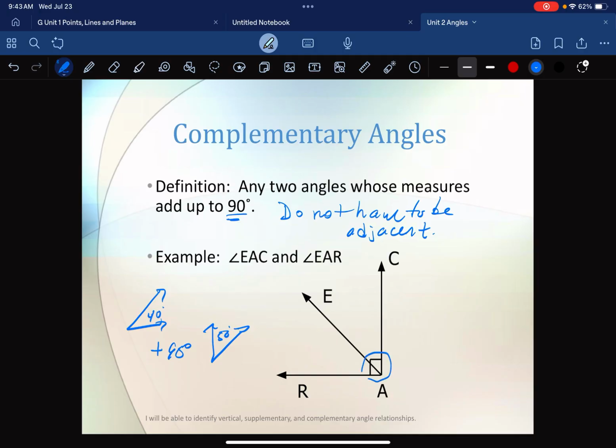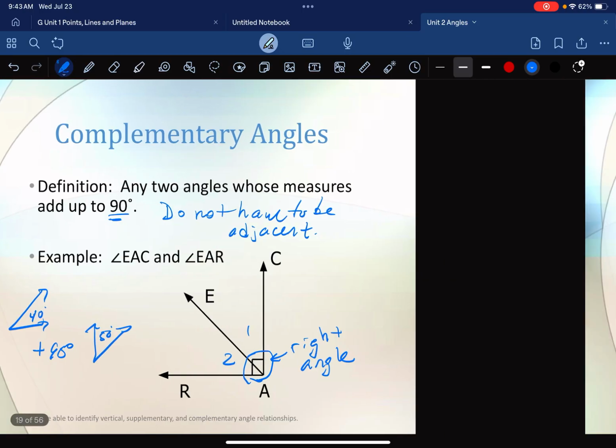And notice in the corner here, I put this little right angle mark, right? So that's just to indicate this is a right angle, which measures 90 degrees. So now we know these two angles, and I'll call them 1 and 2 to make it a little more clear, 1 and 2 add up to 90. And so if 1's 50, 2's 40. If 1's 60, 2 is 30. 70 and 20, 80 and 10, who knows, right? So as long as they add up to 90, that could describe angle EAC and angle EAR. Okay, they're complementary, they add up to 90.